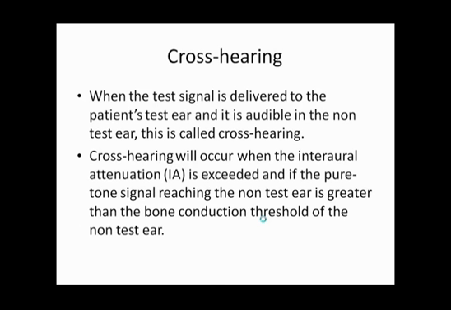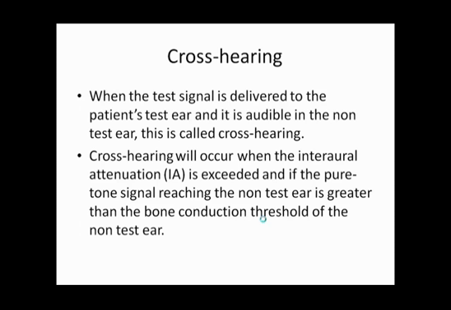Cross-hearing, when the test signal is delivered to the patient's test ear and it is audible in the non-test ear, this is called cross-hearing. Cross-hearing will occur when the interaural attenuation is exceeded, and if the pure tone signal reaching the non-test ear is greater than the bone conduction threshold of the non-test ear. Okay, and we'll talk more about that. And that concludes this lecture, part 2 on Kramer, chapter 5.